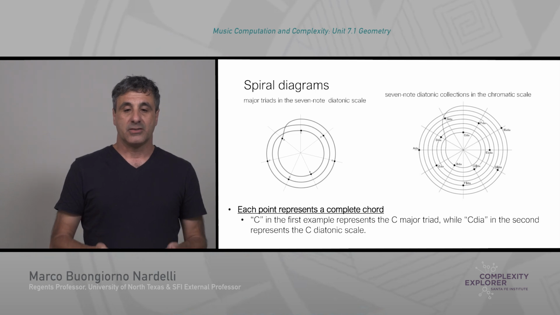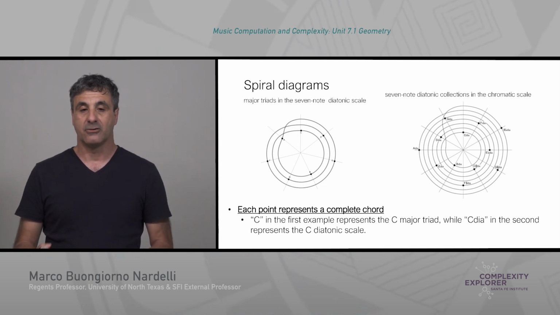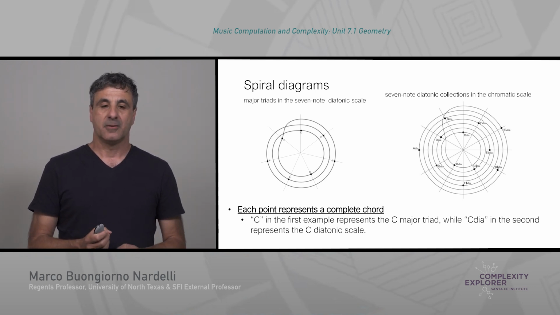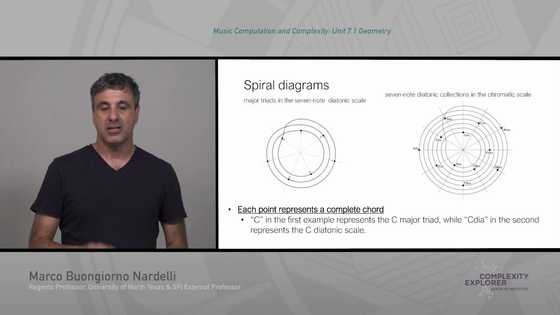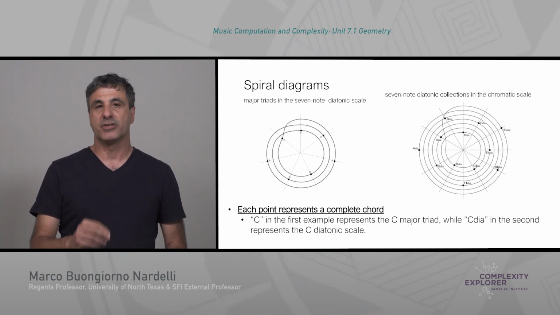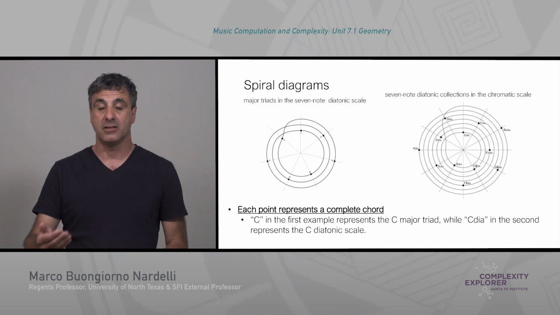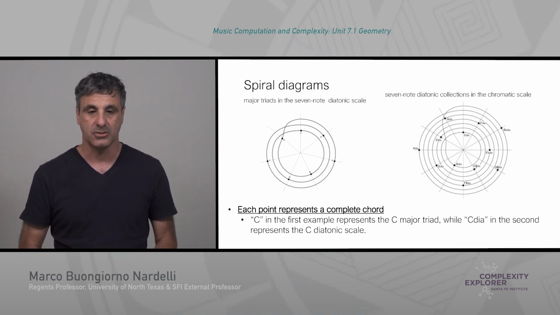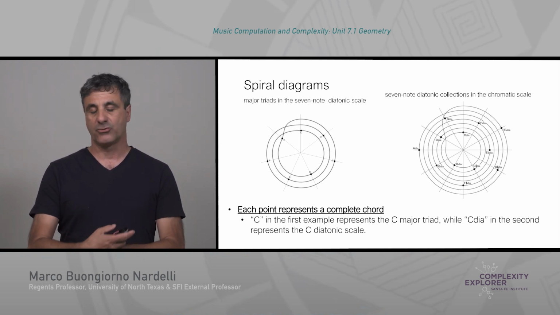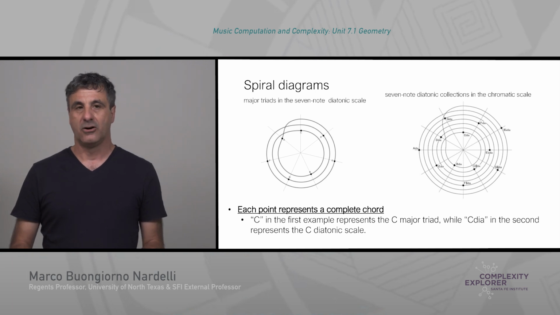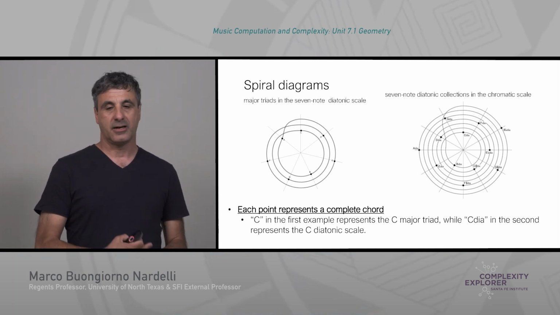Now, the important thing in this kind of representation is that each point represents a complete chord. So even if I write only A or B or C in this particular diagram, each of these letters corresponds to the representing chord. So C would be C, E, G, the C major chord, and so on. And I can do this for any arbitrary number of notes in a chord, any arbitrary scale.